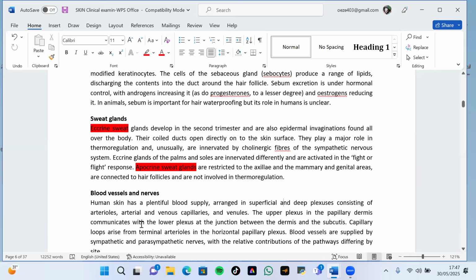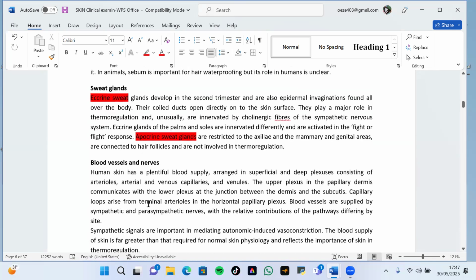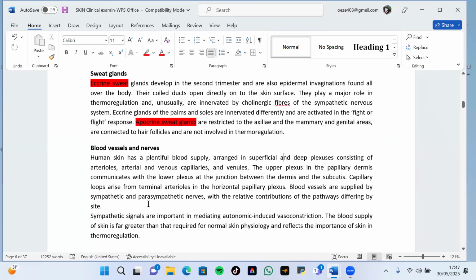Next structures found in the skin are the blood vessels and nerves. The skin has plenty of blood supply. There are a lot of them arranged both superficially and deep. So it has a lot of blood vessels and nerves, and the control of the sympathetic nervous system leads to both vasoconstriction, that is constriction of the blood vessels, and also vasodilation.